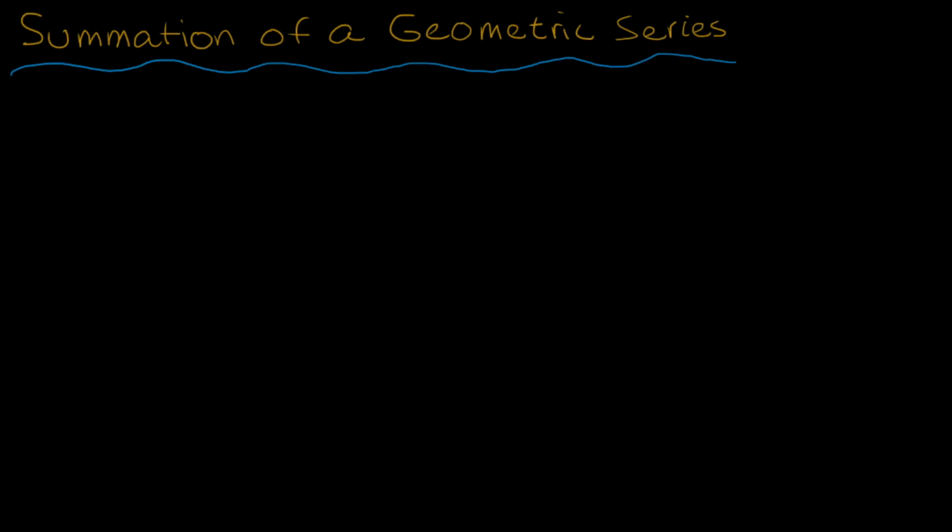So for example, let's say we start with 1, and then we add 2, and since we're multiplying in a geometric series, we're going to continue with 4 plus 8 plus 16. So this is a geometric series. We started with a first term of 1, and we continued by multiplying a common ratio of 2 to each term. So this is how the summation of a geometric series looks.